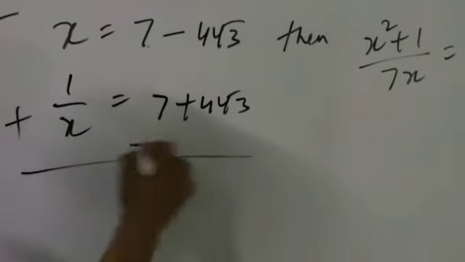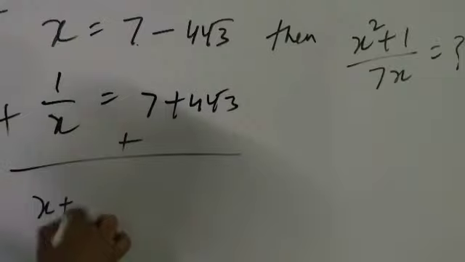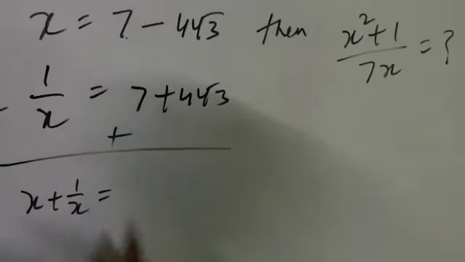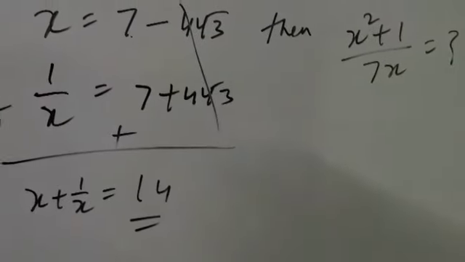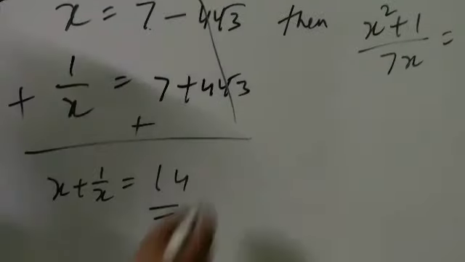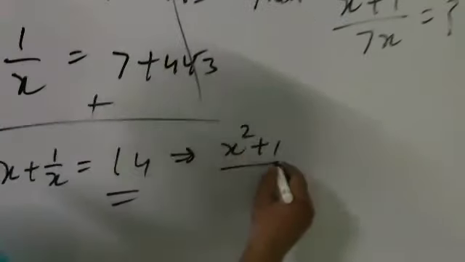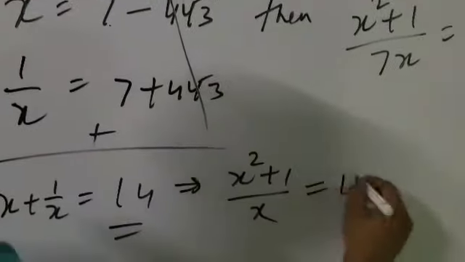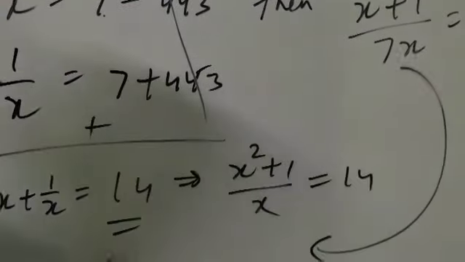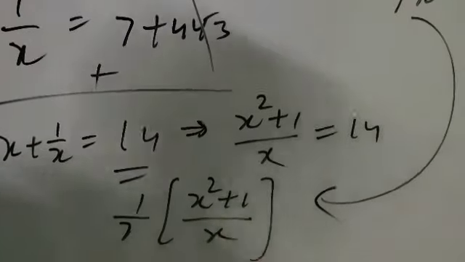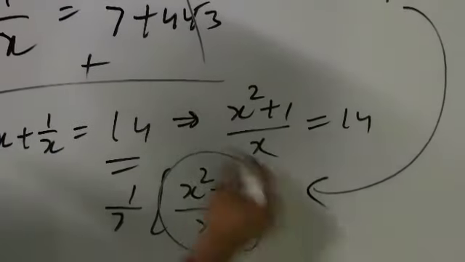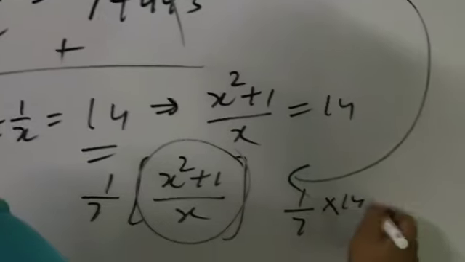Just add this plus 1: x plus 1 upon x equals 7 plus 7 equals 14, and these are negative, so they are cancelled out. Clear? What does it mean? x plus 1 upon x equals 14, or you can say x square plus 1 upon x equals 14. Clear? This you can write as 1 upon 7 into x square plus 1 upon x. Here you have to find this value. What is that? That is 14. The answer is 2, 14 divided by 7. Clear?